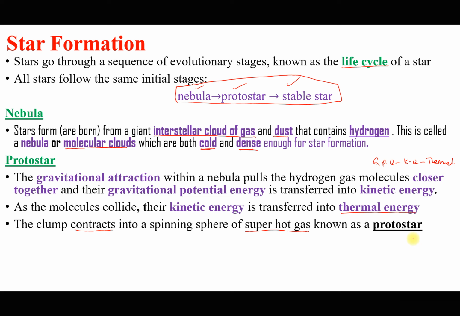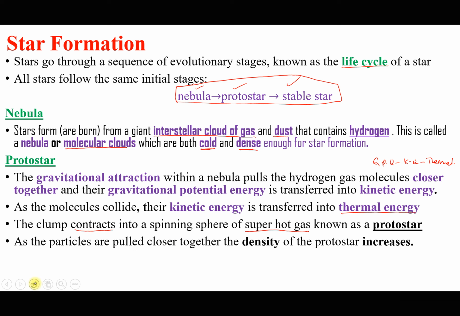So the gravitational attraction within the nebula is pulling the hydrogen gas molecules closer together. And these hydrogen gas molecules lose their gravitational potential energy as they gain kinetic energy. So when they gain the kinetic energy and collide, their kinetic energy is transferred into thermal energy. Therefore, the clump of gas contracts into a spinning sphere of super hot gas, which we call a protostar. So the collapse of a nebula is what results in what we are calling a protostar.